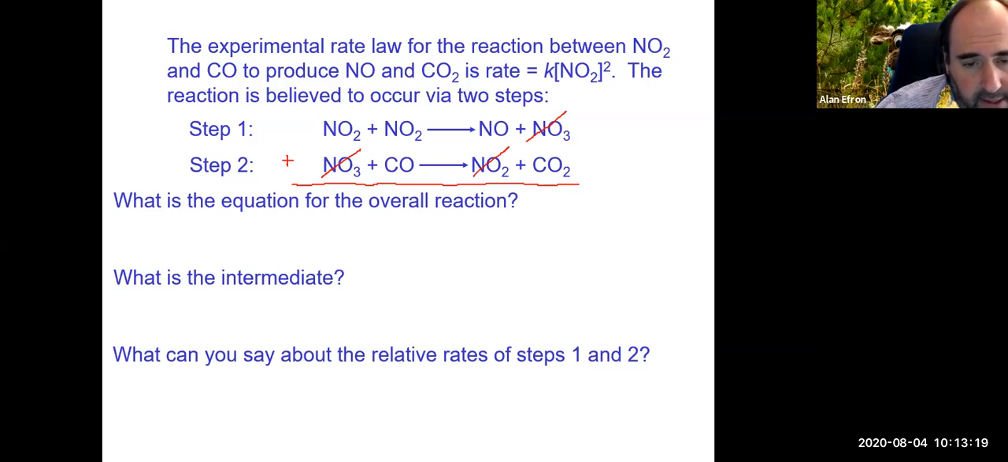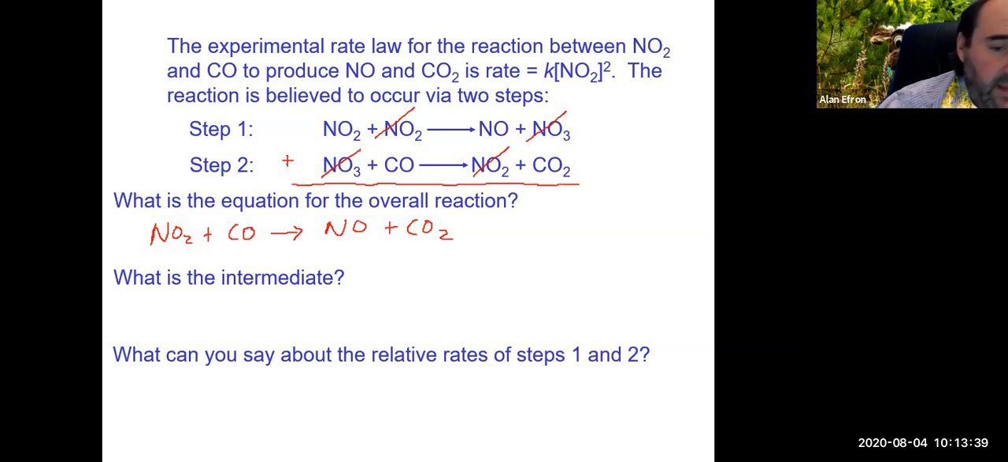NO2 will cancel. And what that leaves us is whatever's on the left-hand side stays on the left-hand side. Whatever's on the right-hand side of the arrow stays there. That gives us NO2 plus CO gives us NO plus CO2. So this would be our overall reaction based on this proposed mechanism.